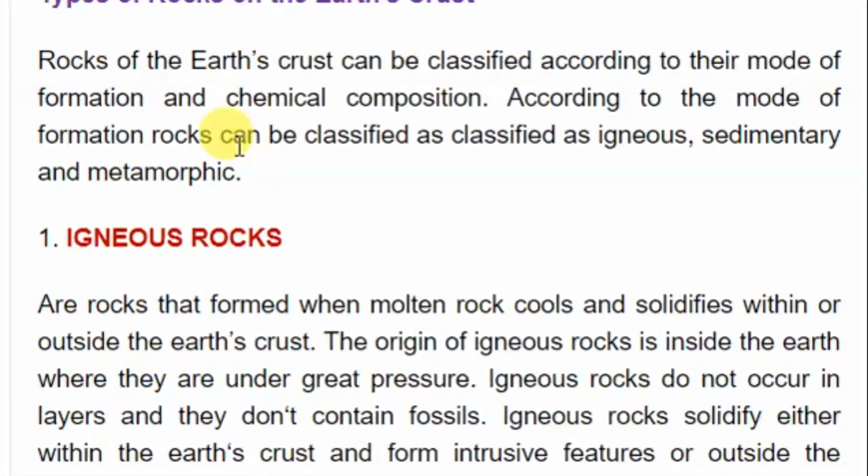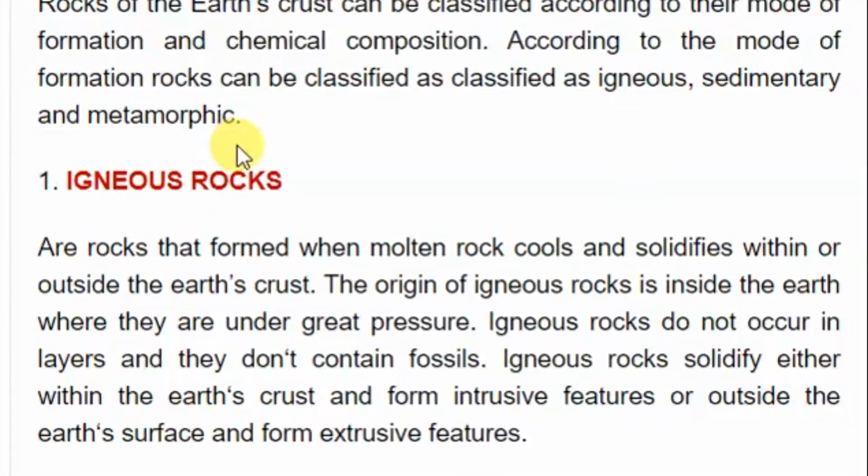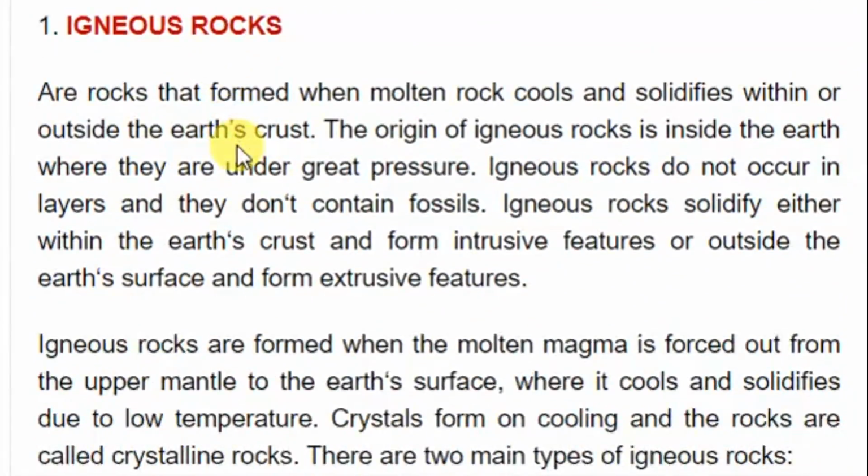Now, this is a very enjoyable part. Let's start discussing one type of rock after another. What is igneous rock? Igneous rocks are rocks which are formed when molten rock cools and solidifies within or outside of the earth's crust. We know that in the internal structure of the earth, we have the crust, then the mantle, and then the core. Some parts of the mantle are molten, and some parts of the core are molten.